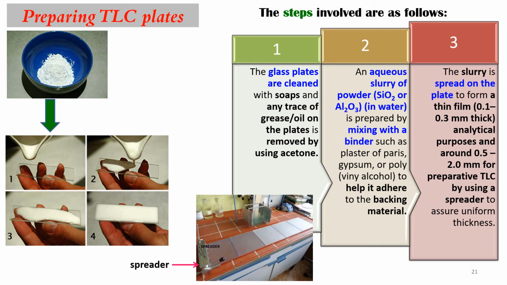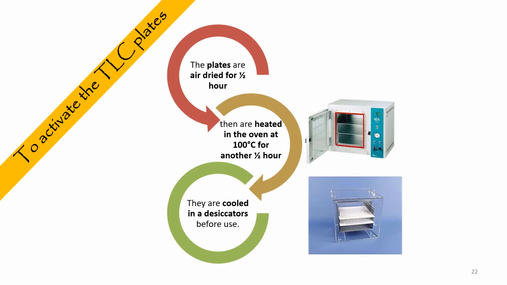Compared to when we make it ourselves like this, sometimes it doesn't turn out proper. But if you want to test early on, it's fine. Okay, to activate the TLC plate, first the plate is dried for half an hour, then heated in the oven at 100 degrees Celsius for another half an hour. Then it is cooled in a desiccator before you use it.